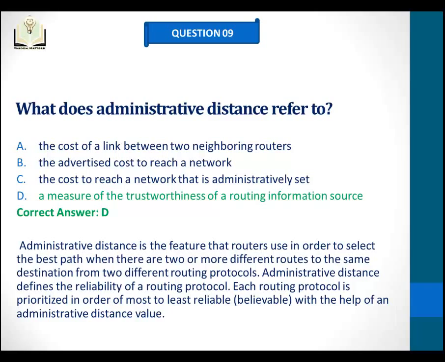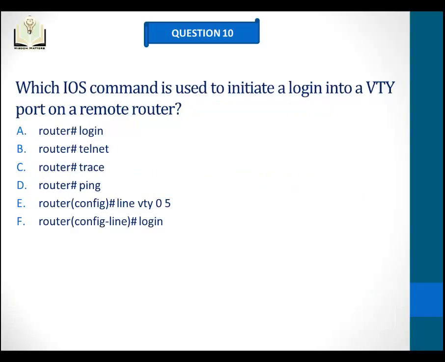Administrative distance is the feature that routers use in order to select the best path when there are two or more different routes to the same destination from two different routing protocols. Administrative distance defines the reliability of a routing protocol. Each routing protocol is prioritized in order of most to least reliable with the help of an administrative distance value.